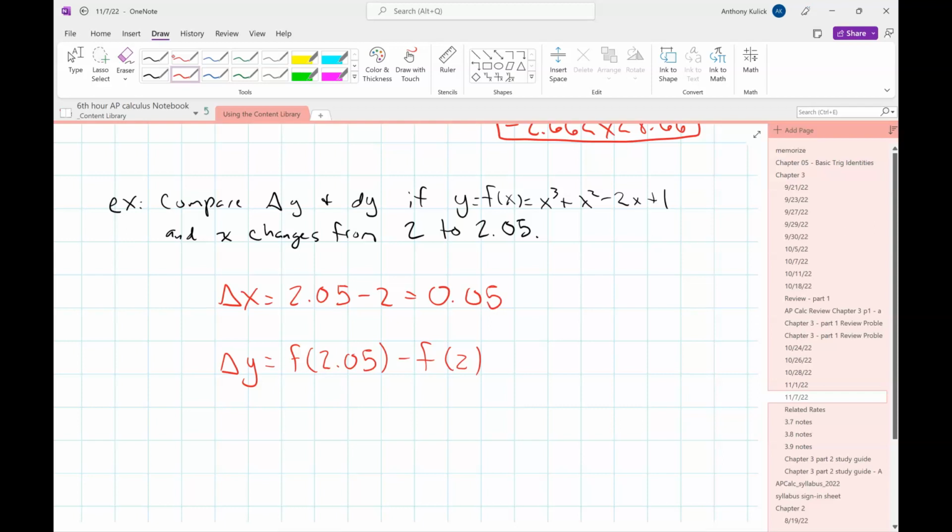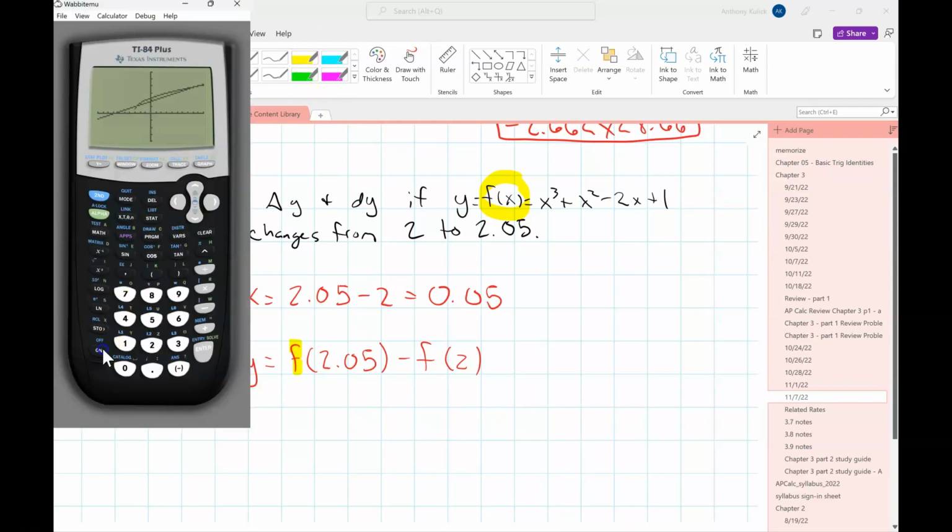Right? What's my f that I'm talking about here? It's this guy right up there. What's the easiest way to type that into your calculator? Yeah, type it into one of your y's. Actually, let's just use y1. It's just that much less to deal with later.